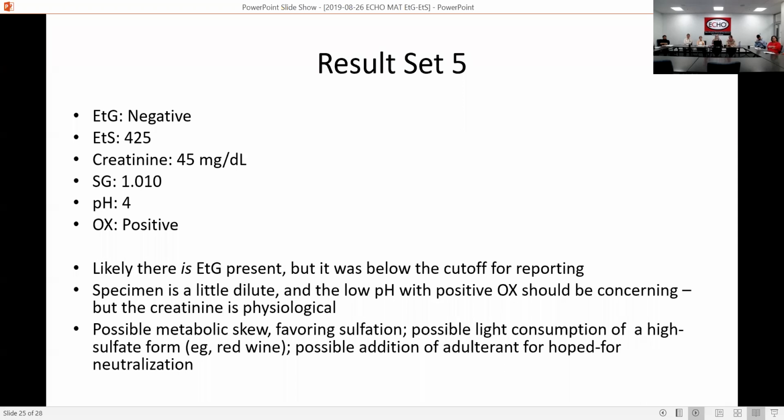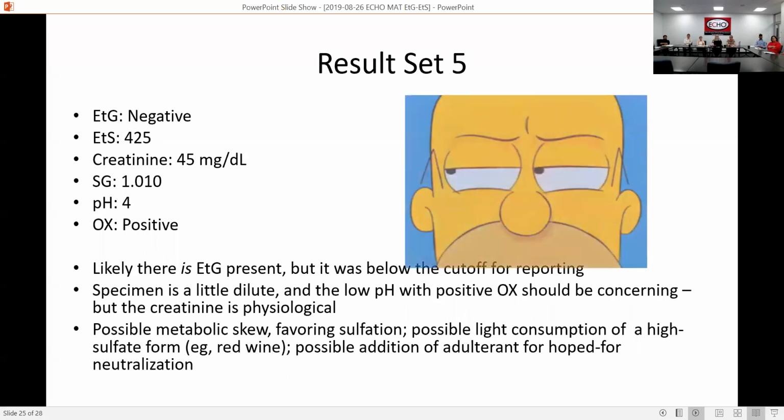This does happen in a scenario with the wine drinking. Having a low dose the night before in our healthy patient, our method developer, gave us pretty much this profile. So this specimen is a little bit dilute, but I would be concerned about that oxidant positive result. So I would also wonder about people trying to add things to the specimen to try to change that result. So Homer is very suspicious.